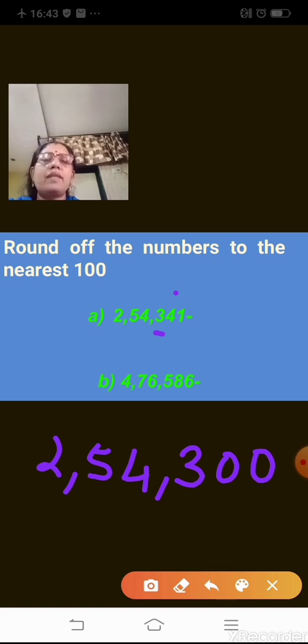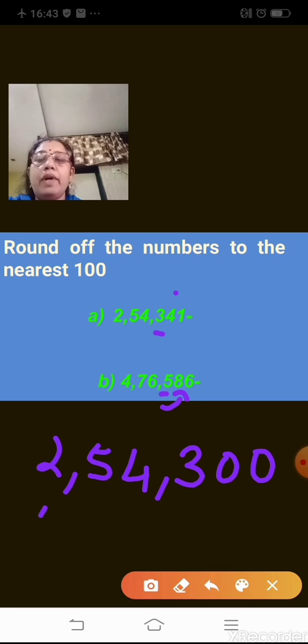Now let us take the second example. It is 4,76,586. So you have to round off the number that is in the hundreds place. So in the hundreds place the number is 5. Now you will put an arrow here. You will see the number in the tens place. The number in the tens place is 8. That means it is more than 5.